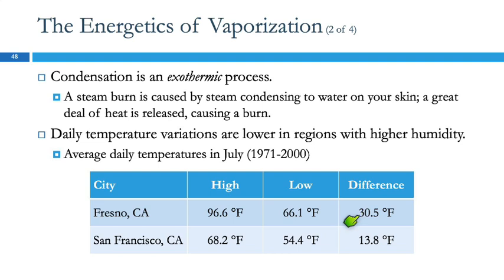And so the difference is 30 degrees from day to night. You're like, yeah, so? Sometimes it's 40 degrees. What of it, right? Well, San Francisco, 68, 54, a difference of less than 14 degrees over the course of a single day. Why doesn't the temperature change? Because they're by the water.